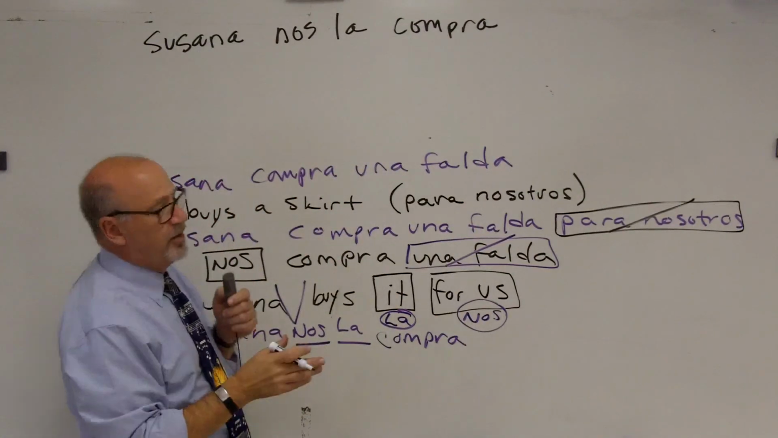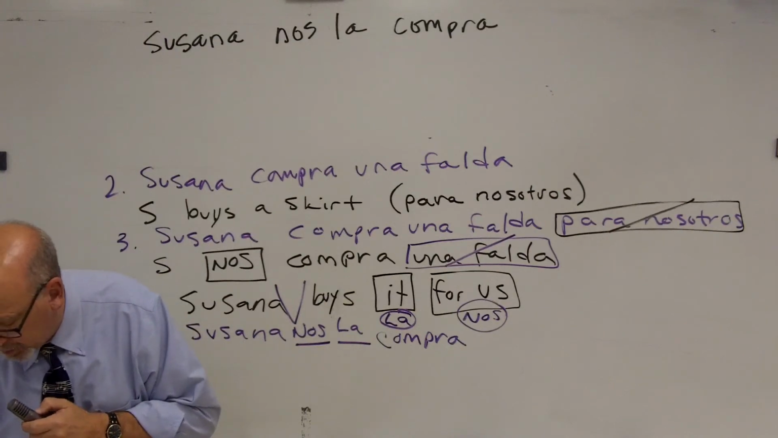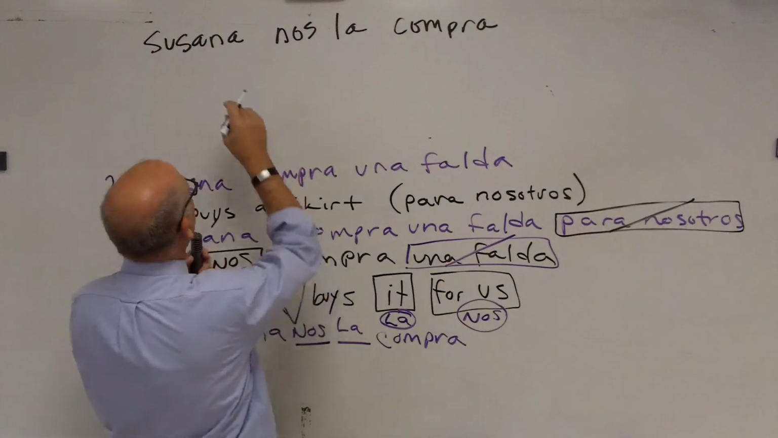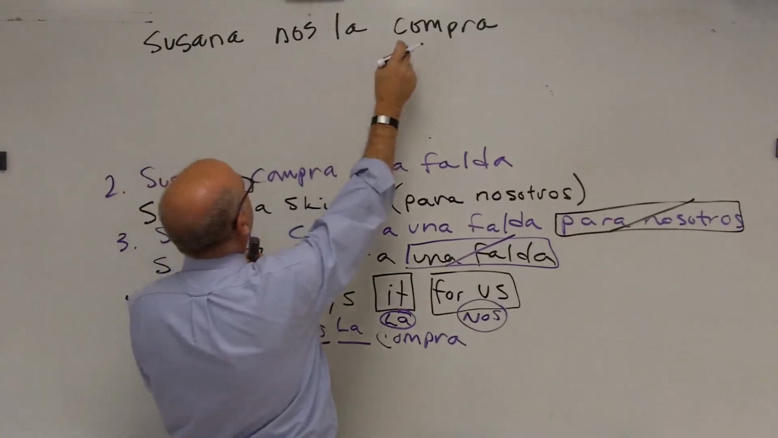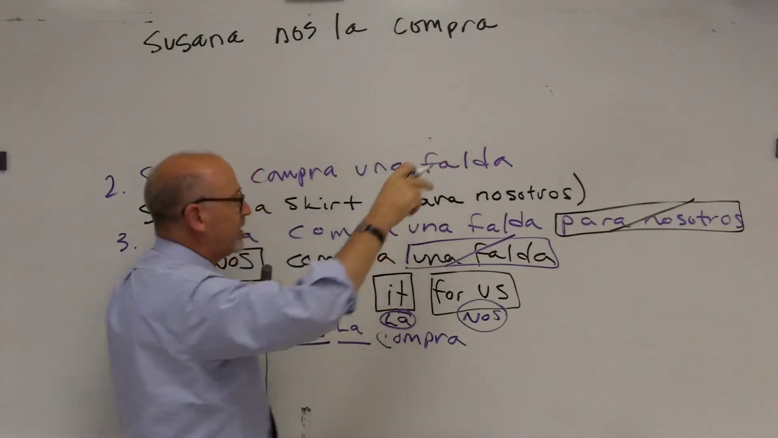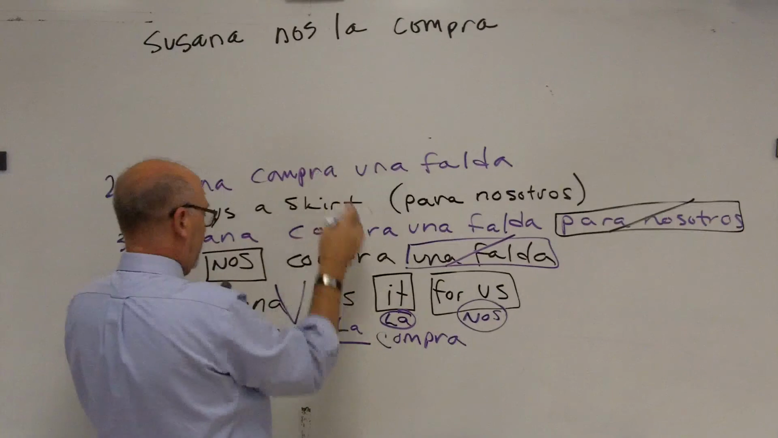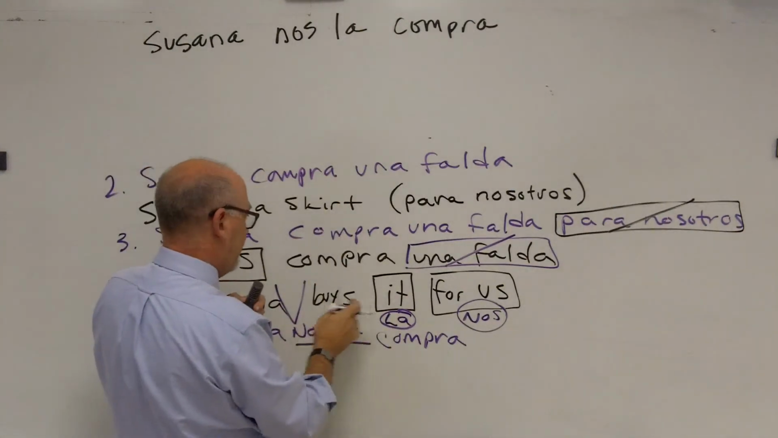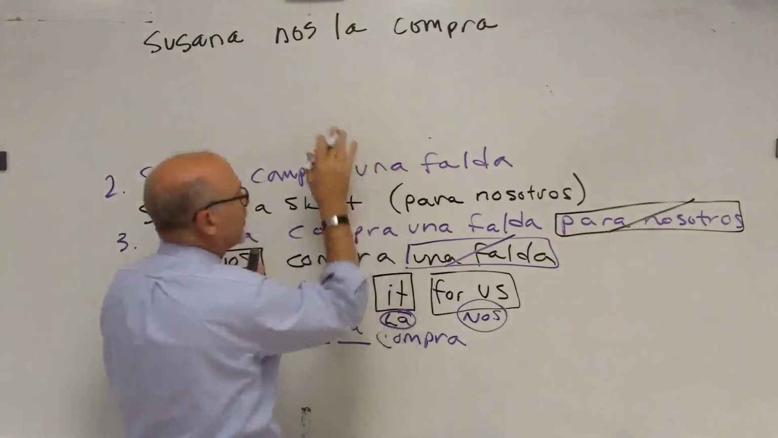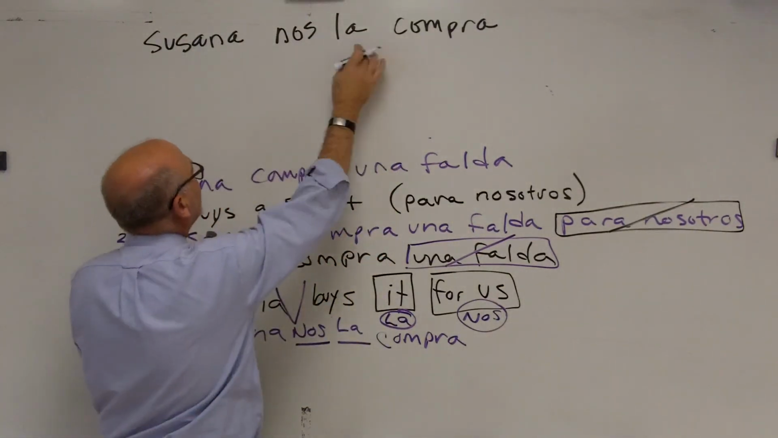Now what I want you to do is this. We're going to make this change, all right? Language is flexible. It's flexible. So, we're just going to say Susana buys the skirt, or I should say a skirt. Did I mess that up? Buys it for us. No, buys. No, never mind. It's my English that's a problem. All right. Susana buys it for us.